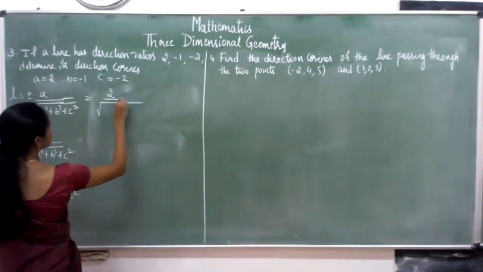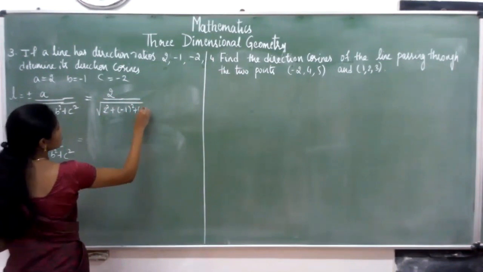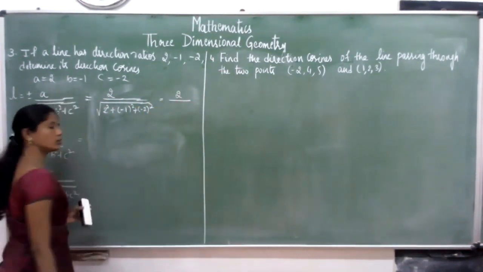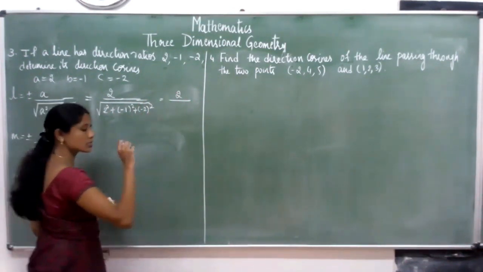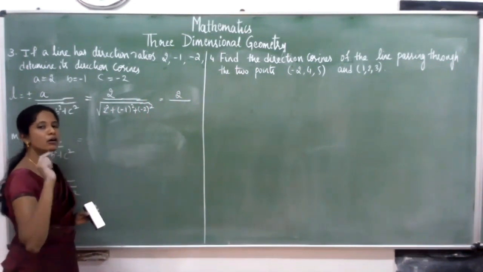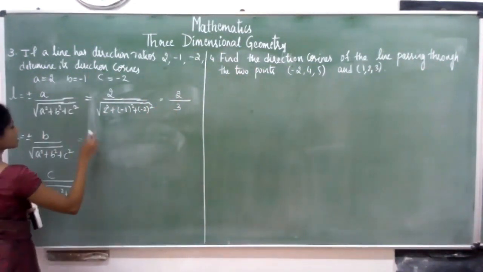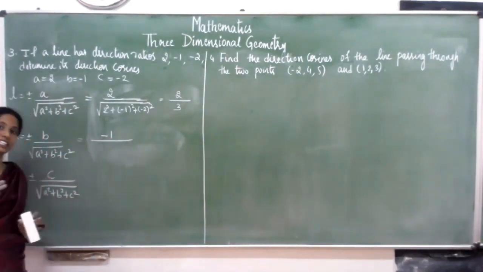So 2 divided by root of 2 square plus minus 1 the whole square plus minus 2 the whole square, which is equal to 2 divided by root of 4 plus 1 plus 4, which is 9, therefore you will get 3. Next, now you have minus 1, so you should consider minus 1 here. You should take the sign.